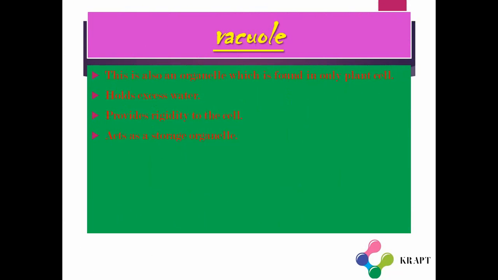The last one for this chapter is vacuole. Vacuole is also an organelle which is present only in plant cell. It holds excess water, it provides rigidity to the cell and acts as a storage organelle.